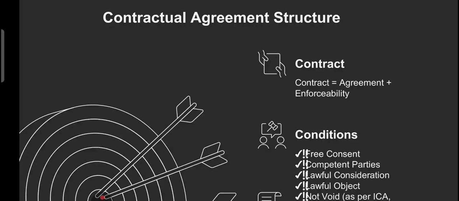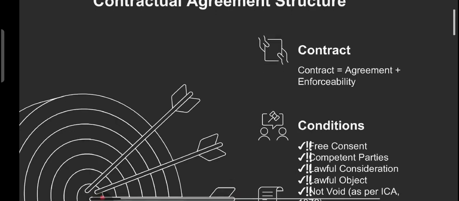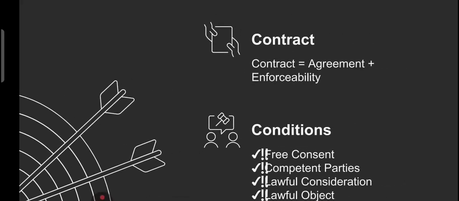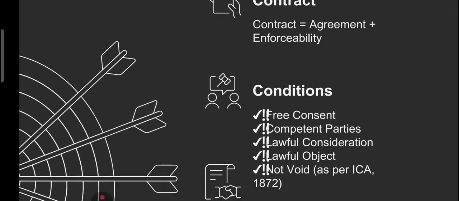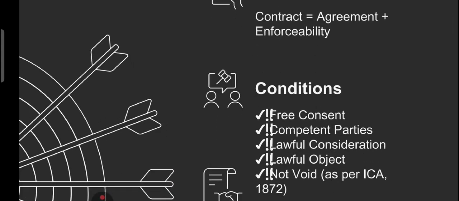So basically now let's understand the contractual agreement structure. At the center of every contract is a simple equation. What is the equation? Contract is equal to agreement plus enforceability. But for an agreement to evolve into a valid contract, certain conditions must be met.